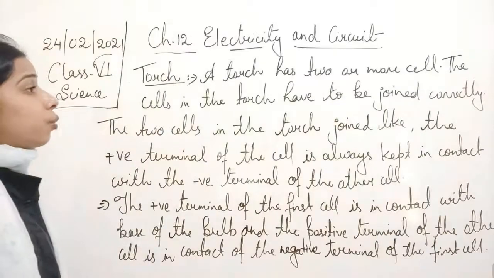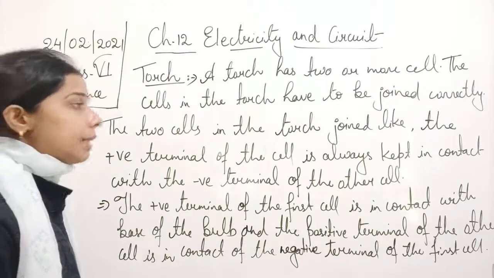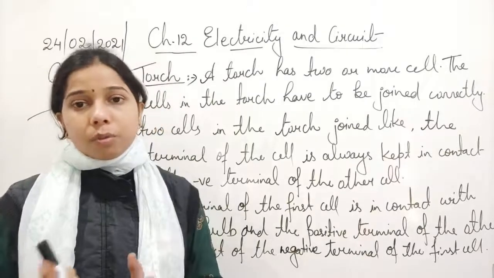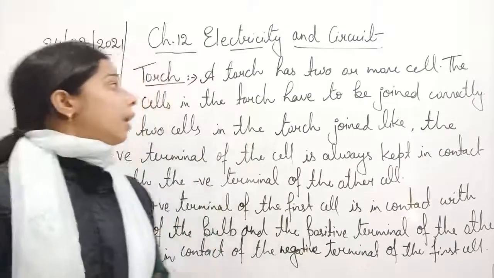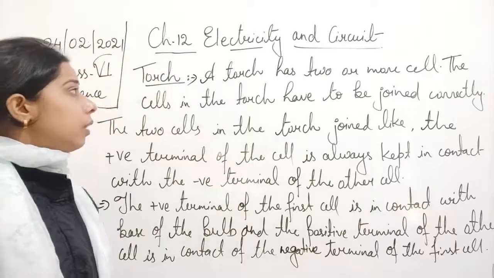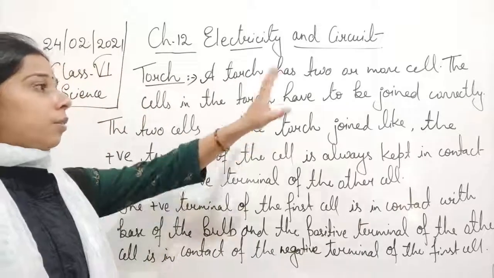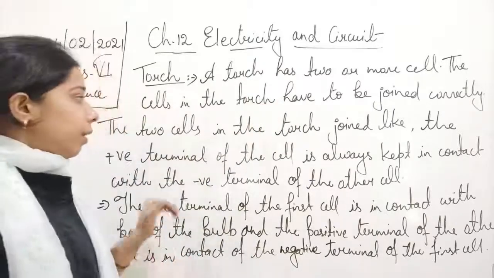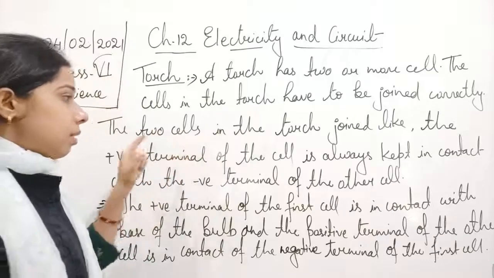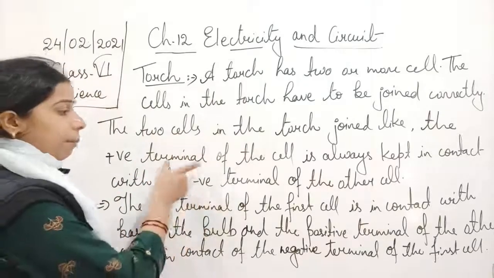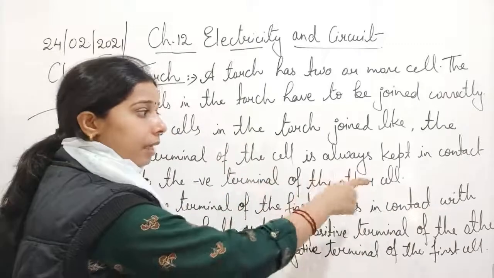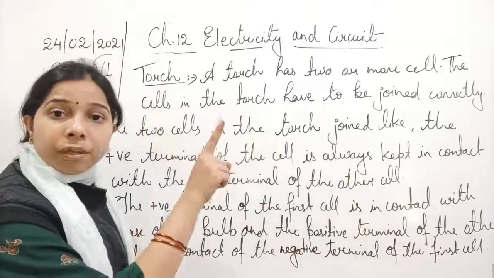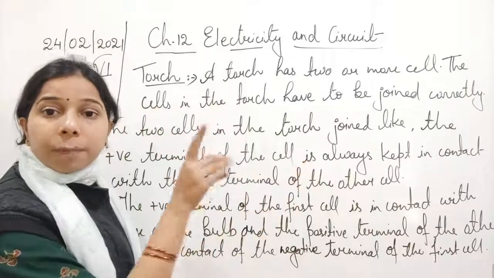Now you see here, students, what does that mean? We know that a torch consists of 2 or more cells. So we use 2 or more cells together to complete the torch. And when you join the cells, we should always keep in mind that they should be joined correctly. How can we join them correctly? The two cells in the torch should be joined so that the positive terminal of one cell is kept in contact with the negative terminal of the other cell. One terminal should be connected to the other terminal properly.